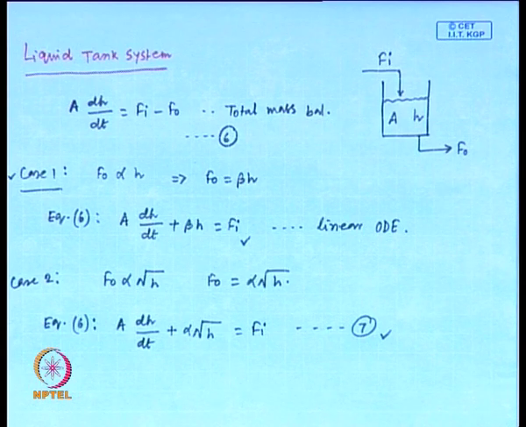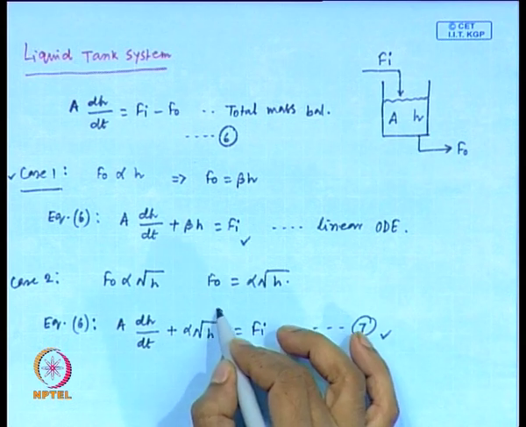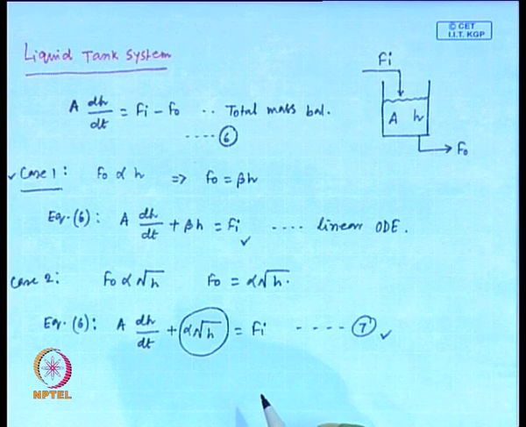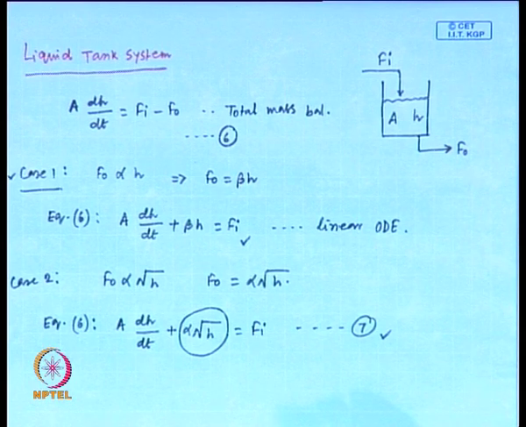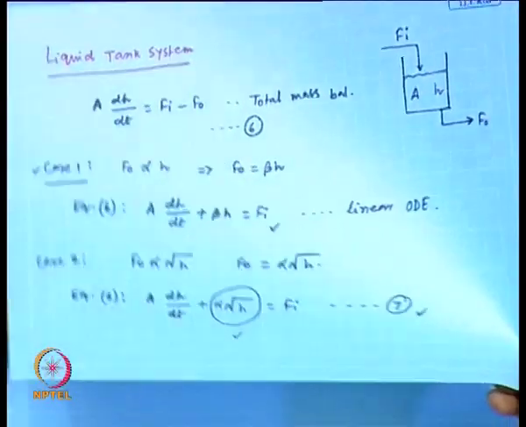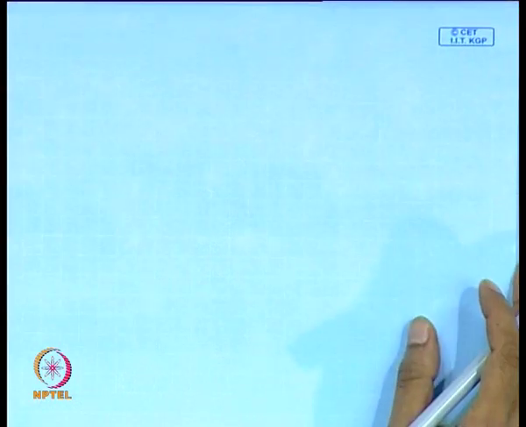So, which nonlinear term is present in this equation? The nonlinear term is alpha root H. So, we will linearize this alpha root H term using the Taylor series expansion, and then we substitute that in equation 7.